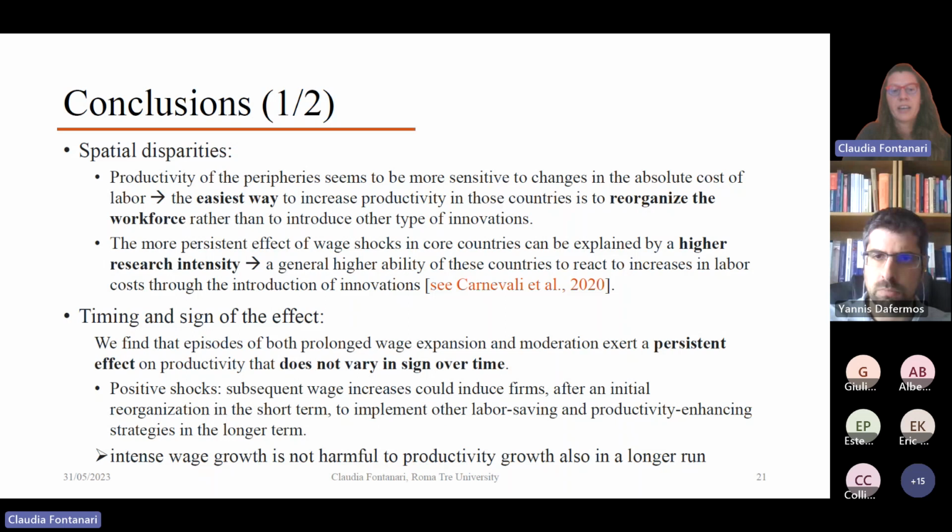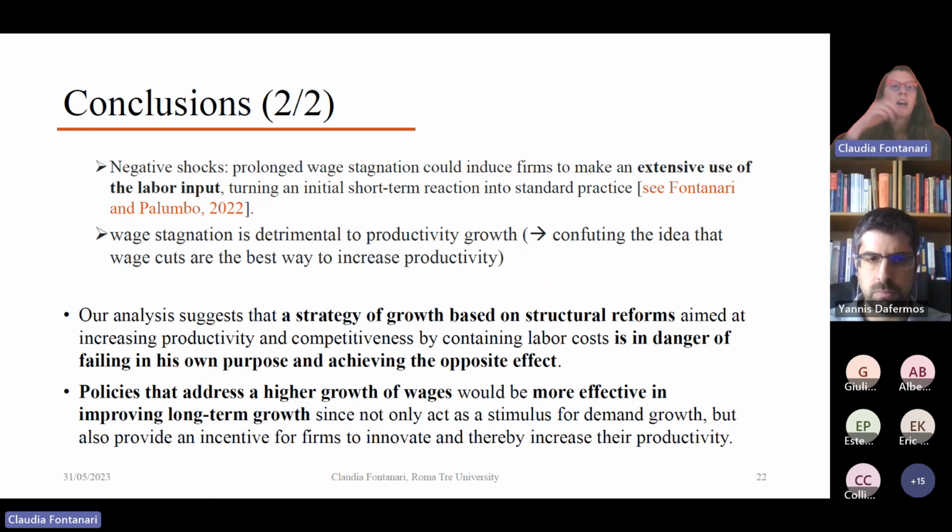And what we get from this analysis is that even an intense prolonged wage growth is not harmful to productivity. When we look at negative shocks, we can see that there is a persistent negative effect on productivity. So a prolonged wage stagnation can induce firms to make an extensive use of the labor input, and turn an initial short-run reaction into standard practice. Indeed, the effect is confirmed also in the long run.